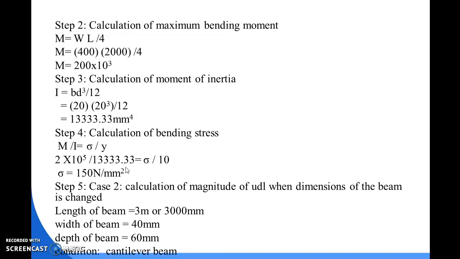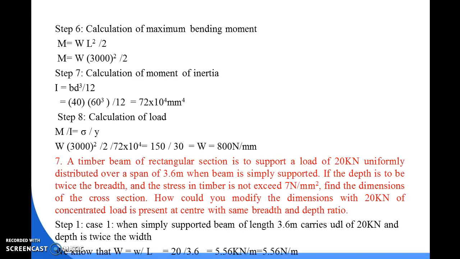And now, for case number 2, the type of beam is cantilever, but the material used is the same as the simply supported beam. So the sigma value will be the same for case 2. For case 2, what are the data given? First of all, write down. The length of the beam is given as 3 meter or 3000 mm. The width of the beam is 40 mm. The depth of the beam is 60 mm. And the type of the beam is cantilever.